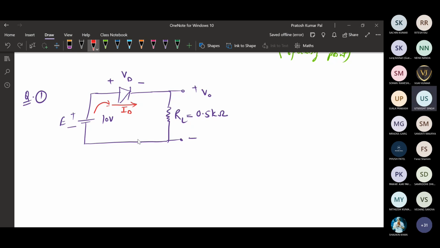So this diode is considered to be forward biased. In case of forward bias, the p type side of the diode should be connected to the positive supply, and the n type side should be connected to the negative supply. From this circuit we can see that the positive terminal of the supply voltage is connected to the p type. That means this diode is forward biased.